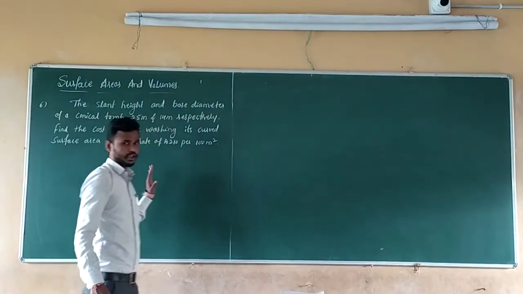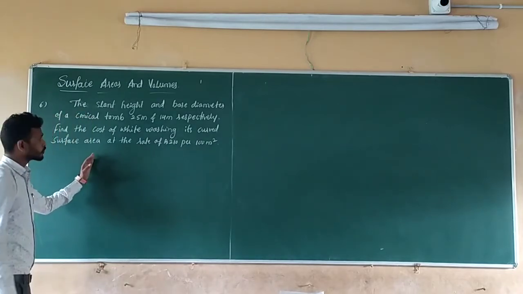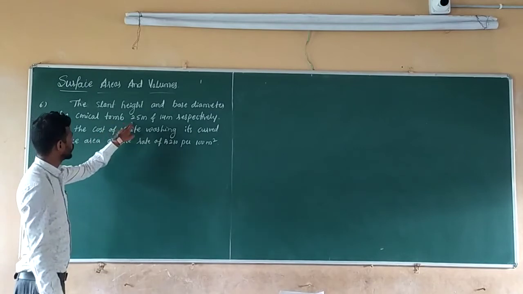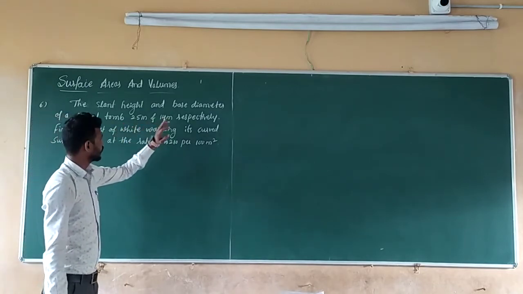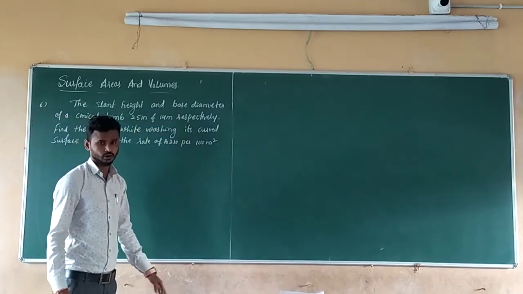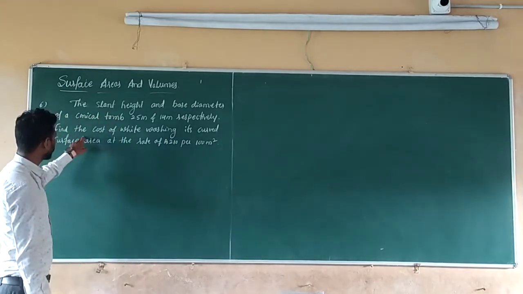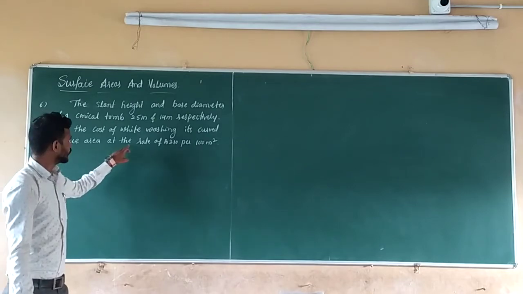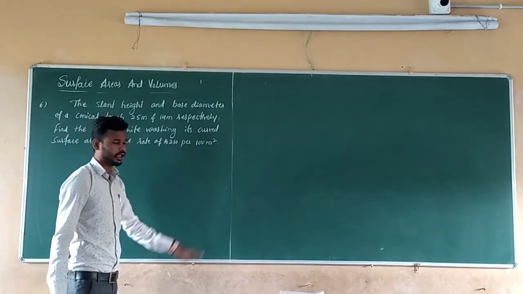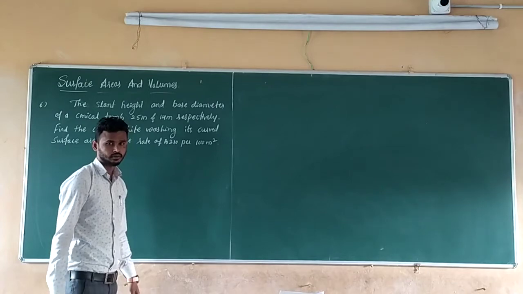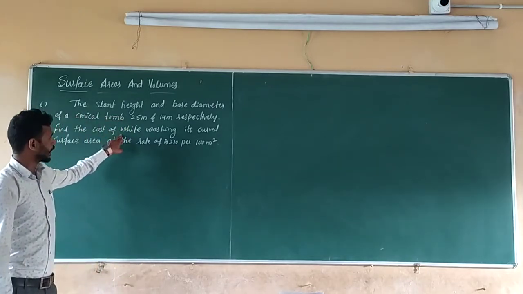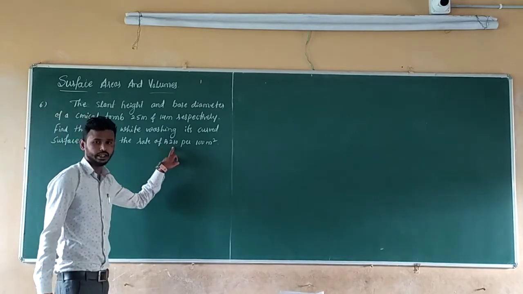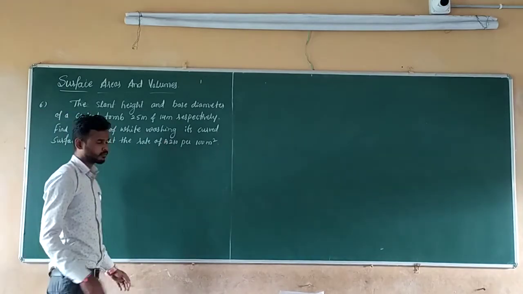Okay, let us see the next question. Sixth one. The slant height and base diameter of a conical dome are 25 meter and 14 meter respectively. Find the cost of whitewashing its curved surface area at the rate of rupees 210 per 100 meters square. So first find the CSA of the conical dome, then multiply the rate to the area, you will get the answer.